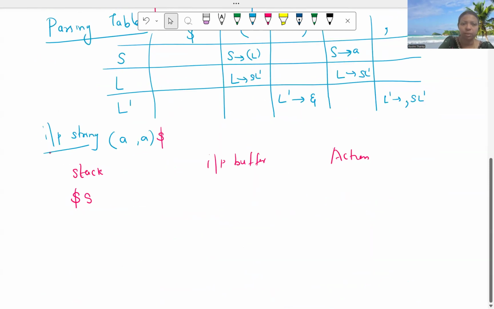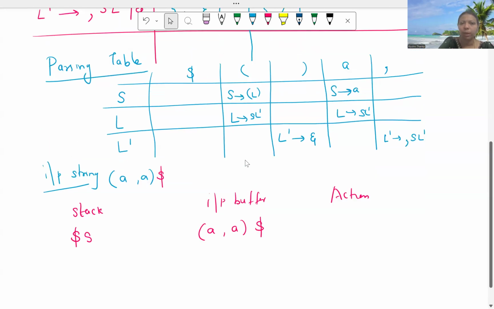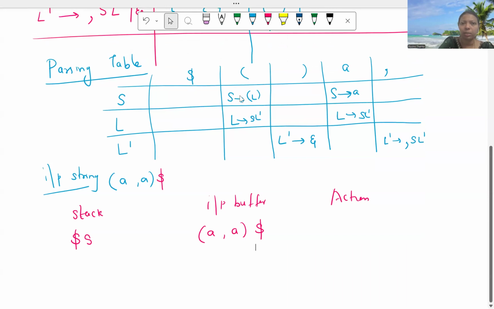And what is the input to be passed? It is open parenthesis a comma a, and at the last you have to add a dollar, which shows the end of the buffer. Now we have to see what is S. So what is in the top of the stack? S. Yes, S on open parenthesis. You look at the parsing table. What is S on open parenthesis?